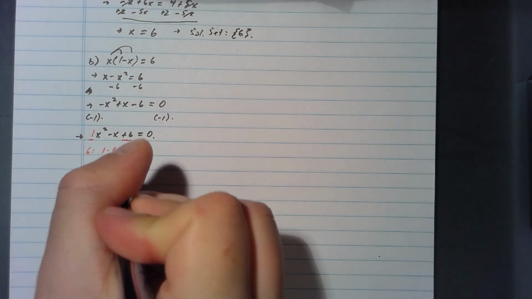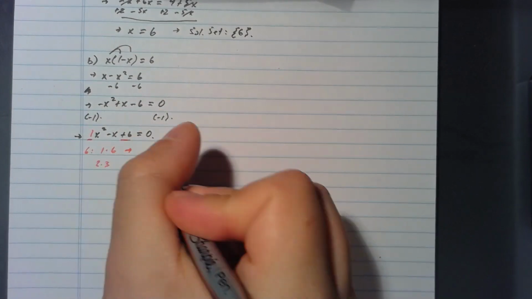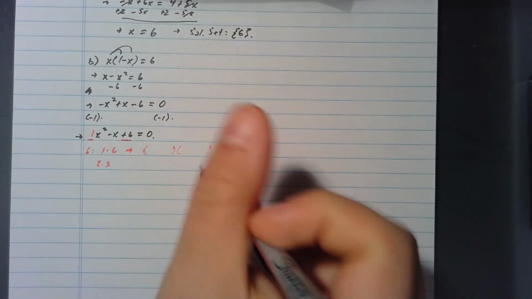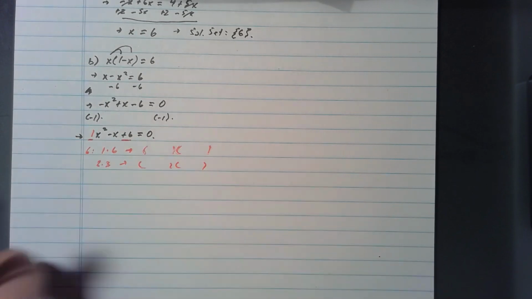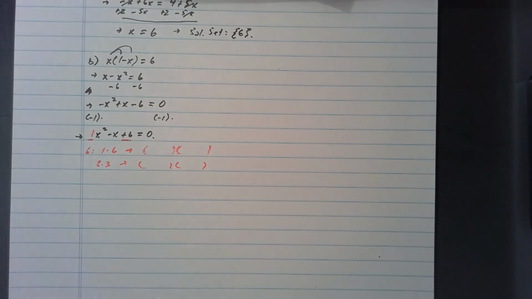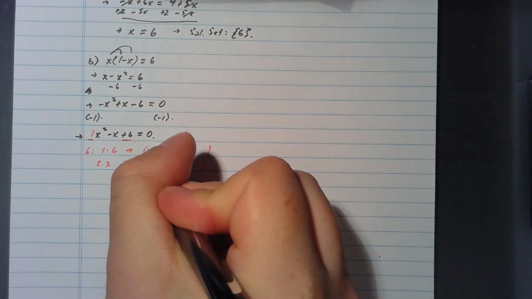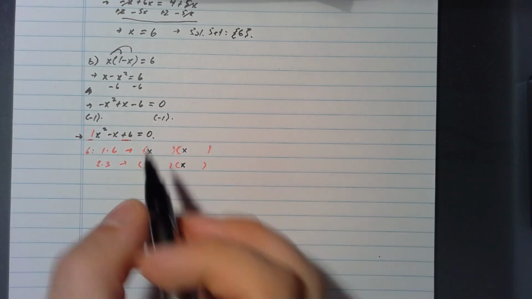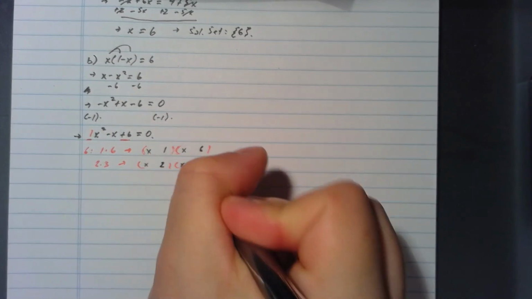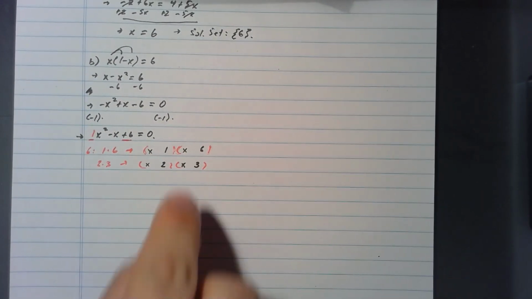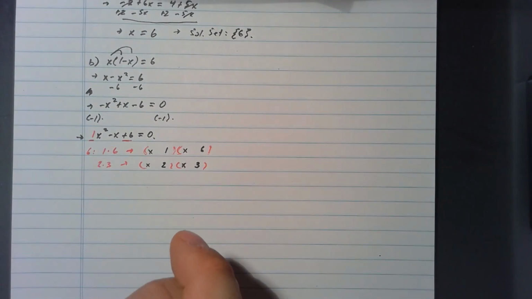1 times 6 and 2 times 3. So this means I have 2 factors, and this means I have 2 factors. So I could either have what? So x, x, x, x, right? So this means I could have 1 here, 6 here, or this means I could have 2 here and 3 here. I just want to pick the combination that gives me negative x in the middle, right?